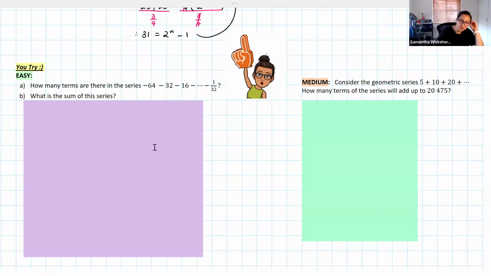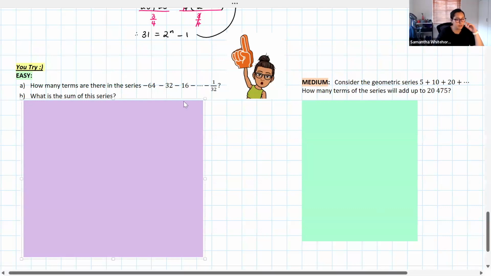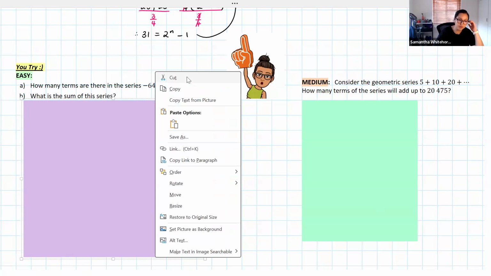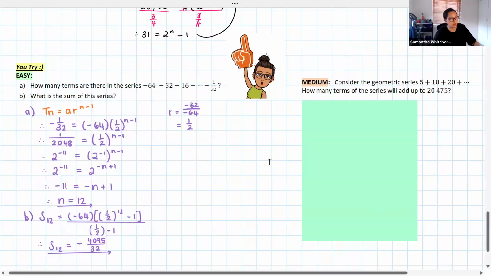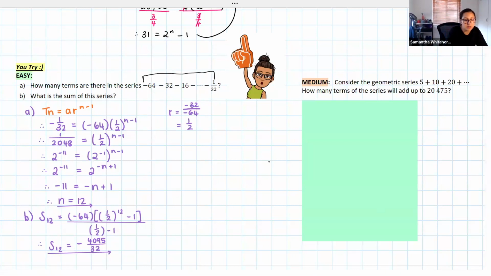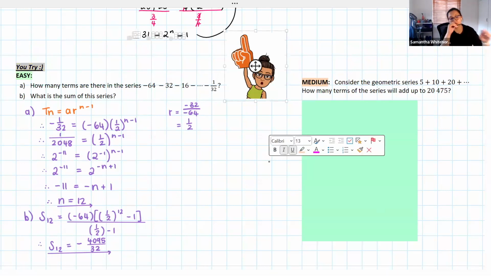Alrighty, guys, let's have a look. Okay, so if we have a look at the easy one, again, remember there's two options here. You worked out your R value to be positive a half. Now we can see that it's going to be positive because remember, it's not that alternating negative, positive, negative, positive. So because they're all negative, your ratio has to be positive because we know that a positive divided by a negative will be a negative, or negative divided by a positive, however you want to look at it. So our constant ratio here is a half.